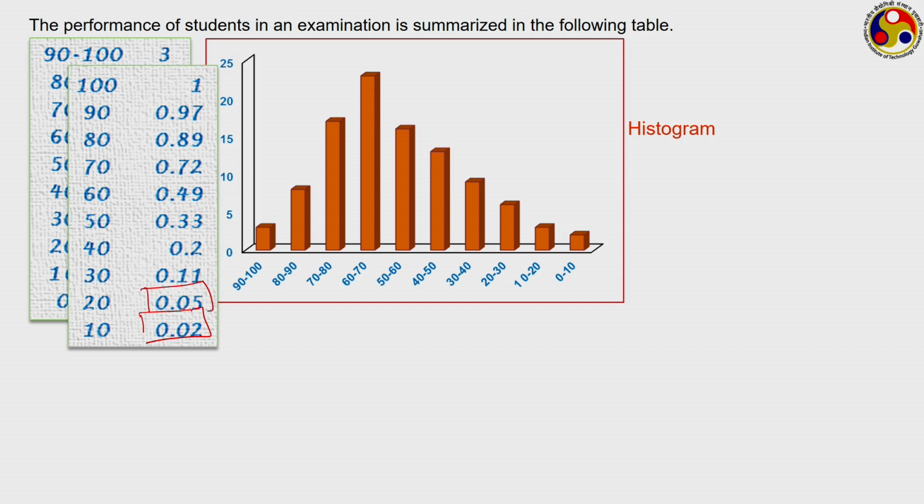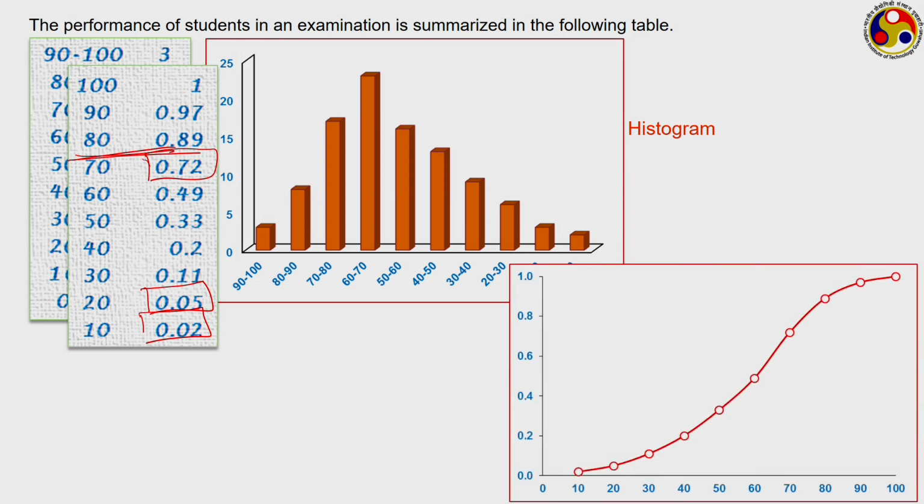Then 5% of students have got between 10 to 20, no, this is below 20. Similarly, 72% of students have got marks below 70. This is a cumulative sum that we are doing. And if we plot that with respect to your samples, then we can see a nature like this, which is known as a cumulative frequency diagram. This represents the cumulative frequency.